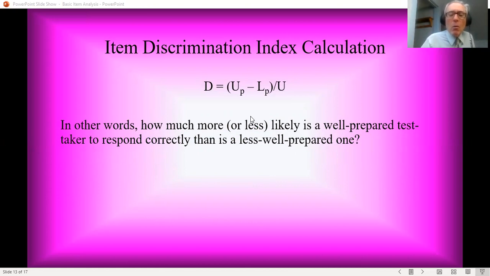That's it. The only thing that makes this the least bit difficult is remembering that you're dividing only by the number of people in one of the groups, not the sum of both groups.